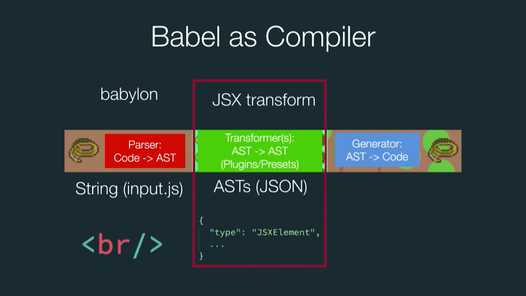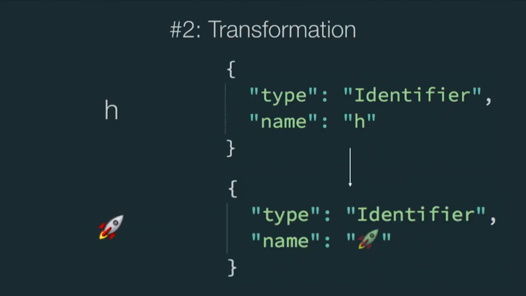So those are all the presets and plugins that everyone uses. In this case, we want to turn JSX into a function call. So one example of a transformation, maybe you want to turn h into the rocket ship emoji. So you just change the name parameter.